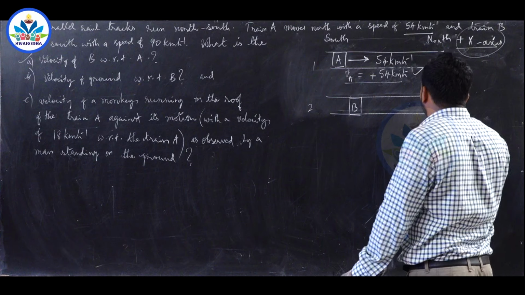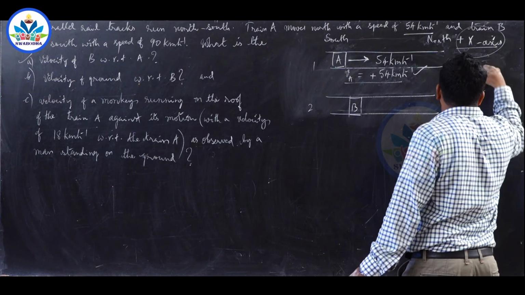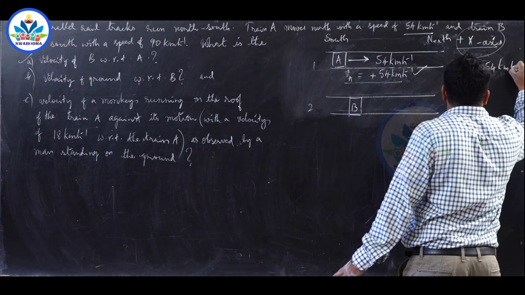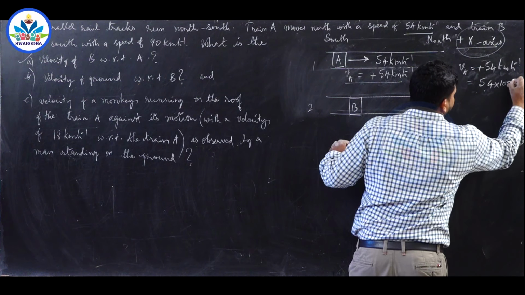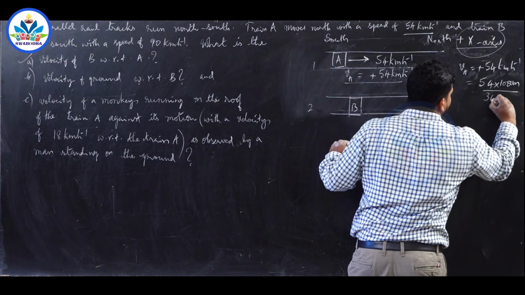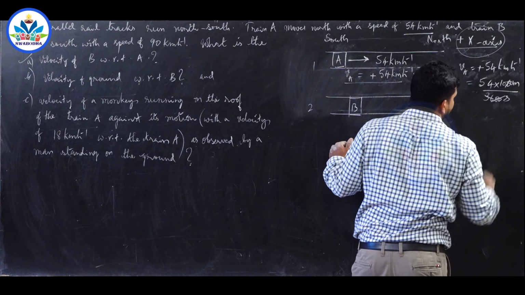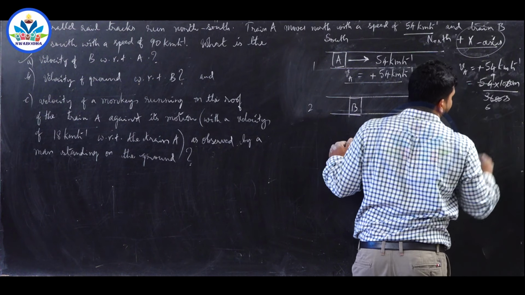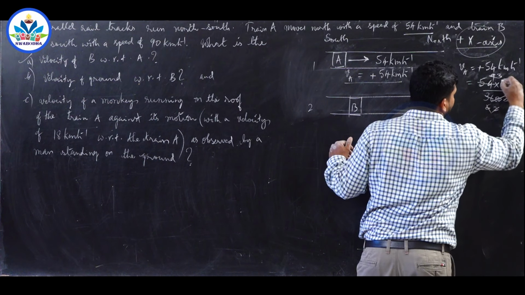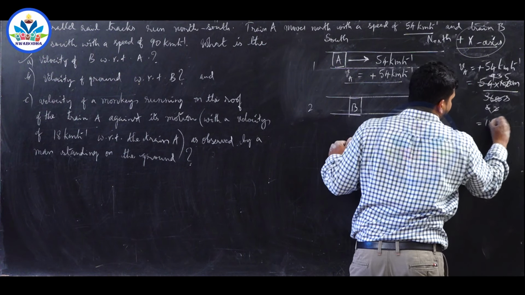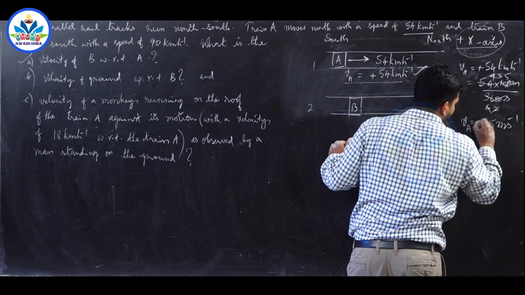We must convert 54 km per hour into meter per second. That is simple. VA equals 54 into 1000 meter divided by 3600 seconds. 6 6s are 36, 6 9s are 54, 3 2s are 6, 3 3s are 9, 2 1s are 2, 2 5s are 10, 5 3s are 15 meter per second. This is VA, which is positive.